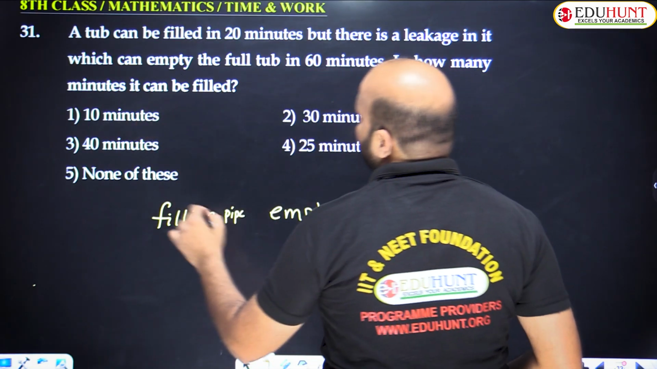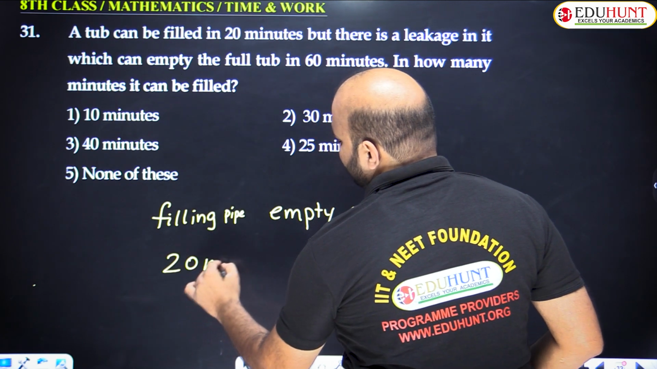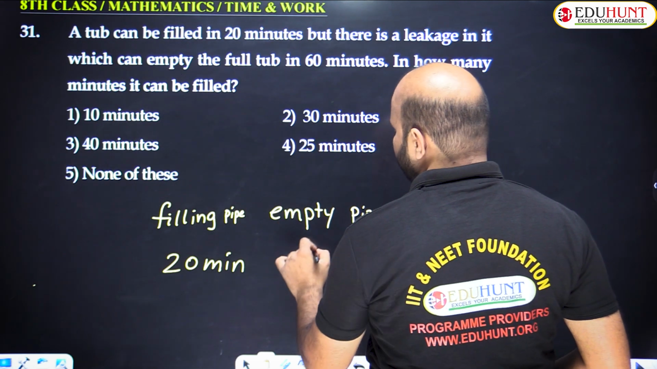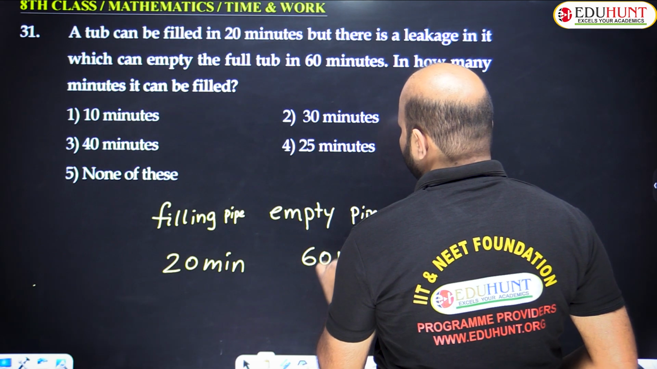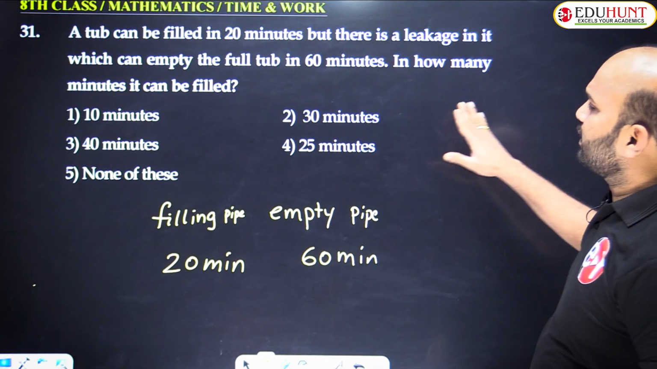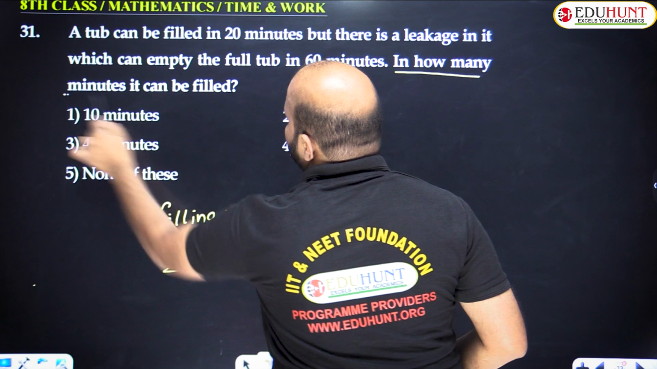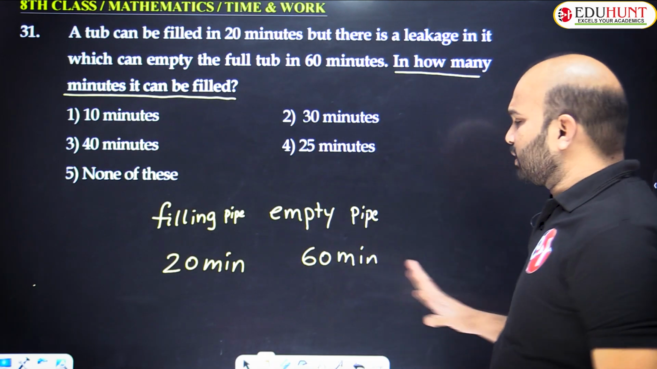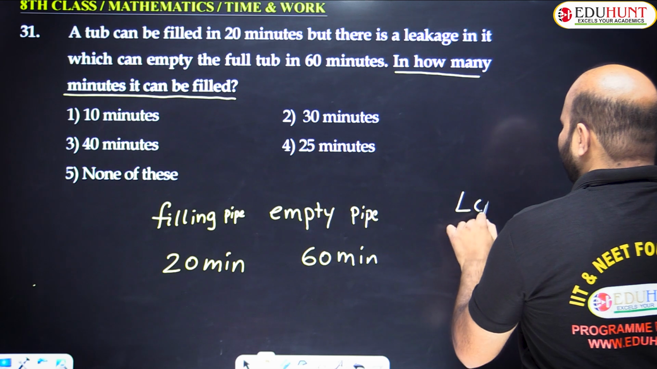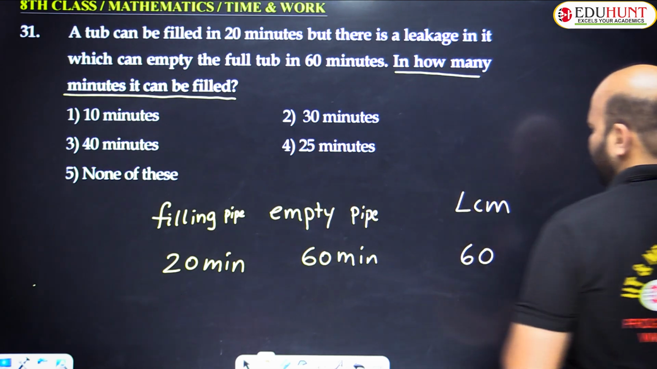The filling pipe efficiency is given as 20 minutes. The empty pipe can empty the full tube in 60 minutes. How are we going to calculate the time? The filling time is asked, by using two pipes. First we have to take the LCM. What is the LCM of 20 and 60? It is 60, because 20 is a factor of 60.